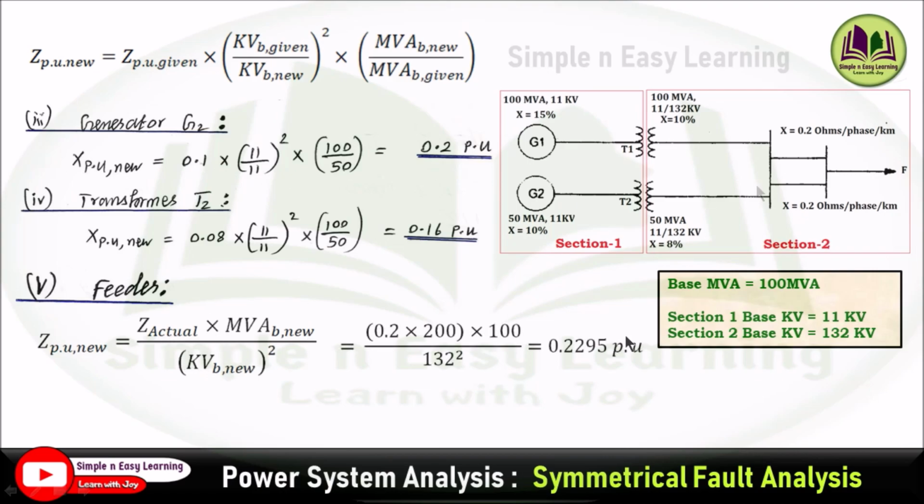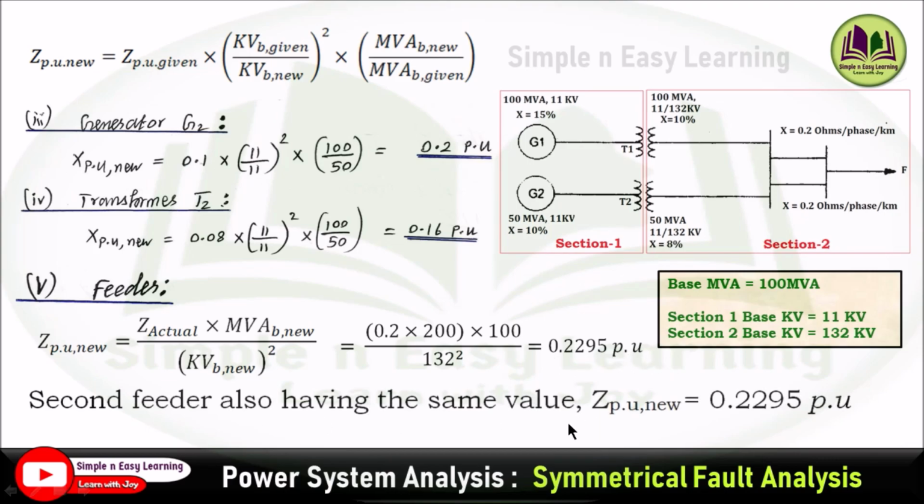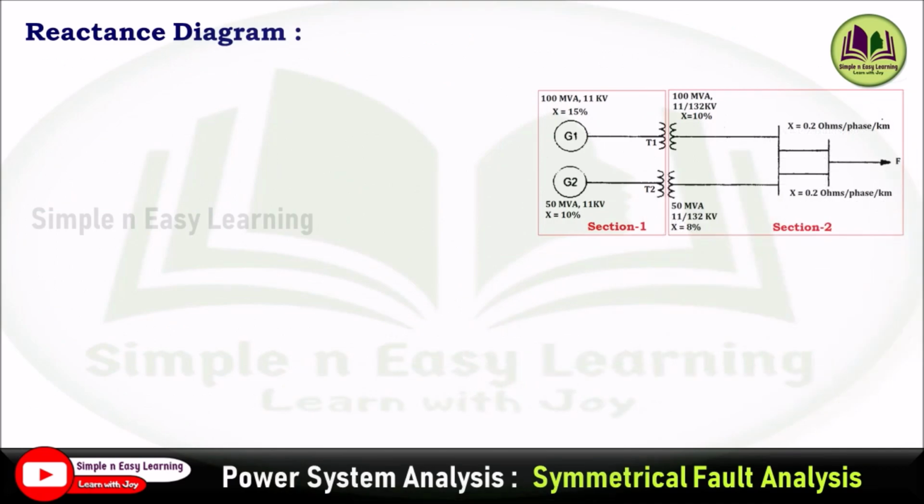So Z actual is 0.2 ohm per phase per kilometer, so total kilometer is 200, so 0.2 is multiplied with 200, this is your Z actual, and into MVA base is 100 MVA and kV base is 132 kV, since this transmission line or feeder is located at section 2, so section 2 base kV is 132 kV, so you will be getting 0.2295 per unit. And the second feeder also has the same value, therefore Z per unit new equals 0.2295 per unit for the second feeder as well.